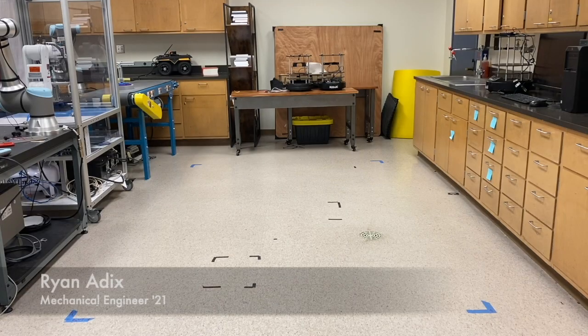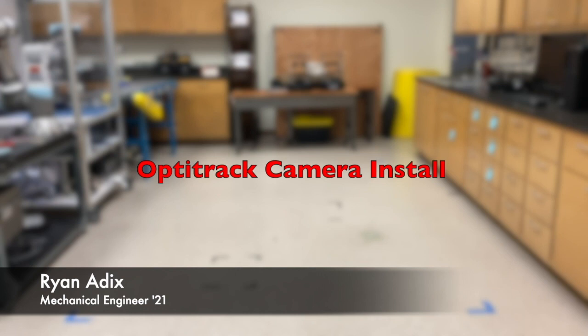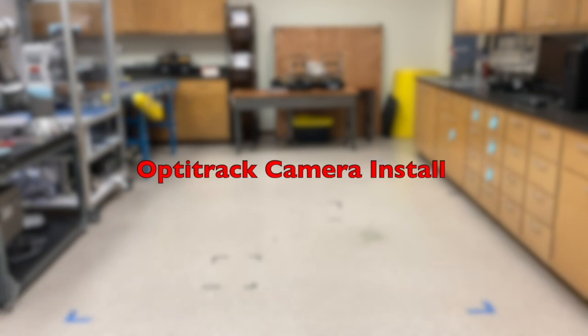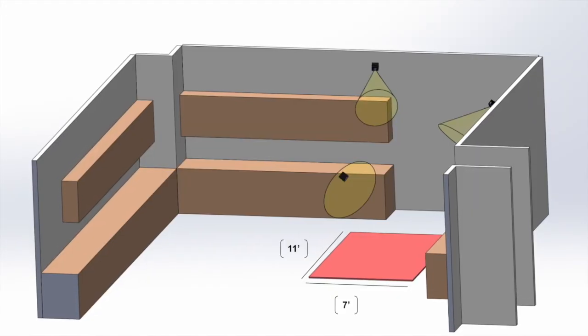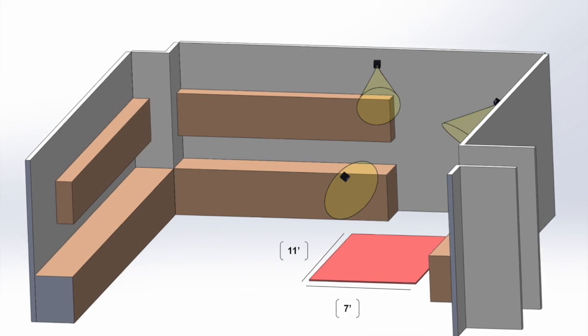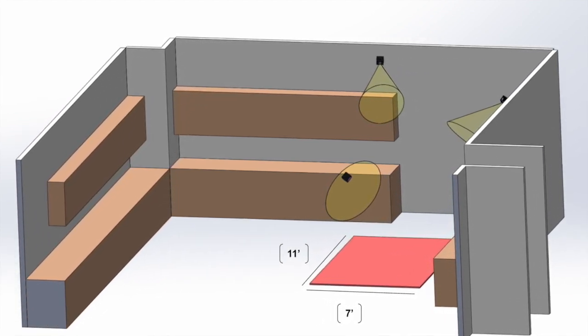The first step in assembling our lab environment was installing 3 OptiTrack motion capture cameras in the room to capture the entire active space. In doing this, we first modeled an optimal layout in SOLIDWORKS using the manufacturer's field of view specifications and the lab room dimensions.